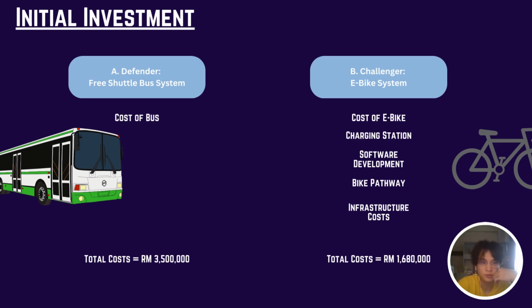And then for the challenger, which is the e-bike system, it included the cost of the e-bike, 100 units. For the e-bikes, it costs about 289,000. And then we need to build a charging system for the station for the e-bike too. And then we need to develop software for the e-bike to run it. And then we need to build the bike pathway in UM. And then it also includes the infrastructure costs such as bike racks and signage, and also promotional materials. So the total cost will be 1,680,000.